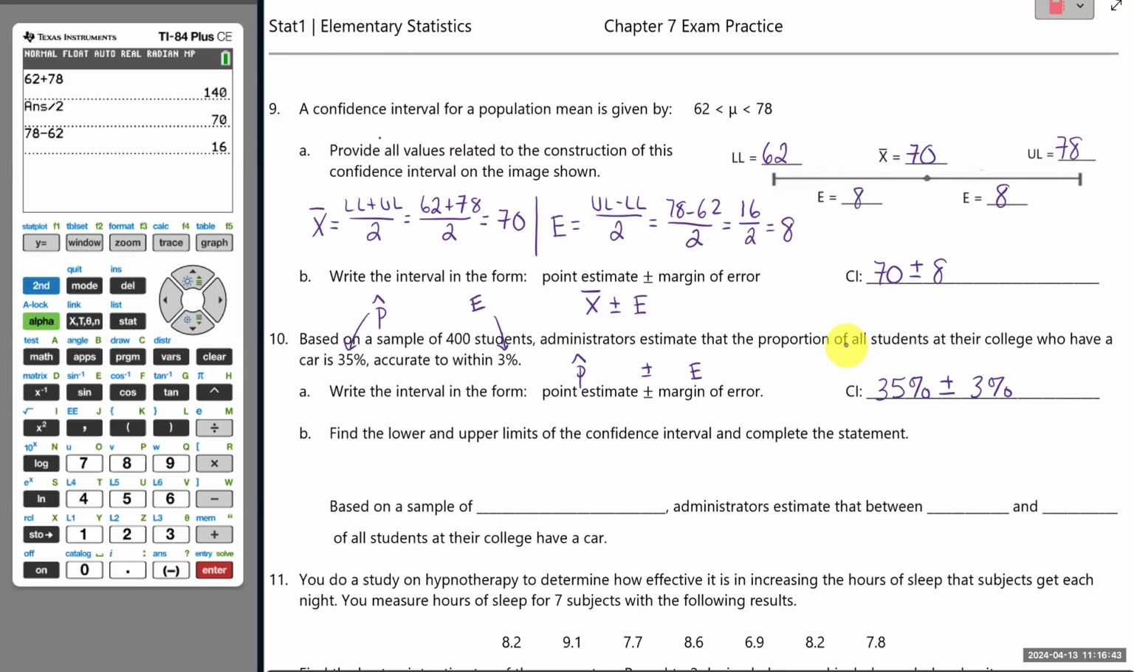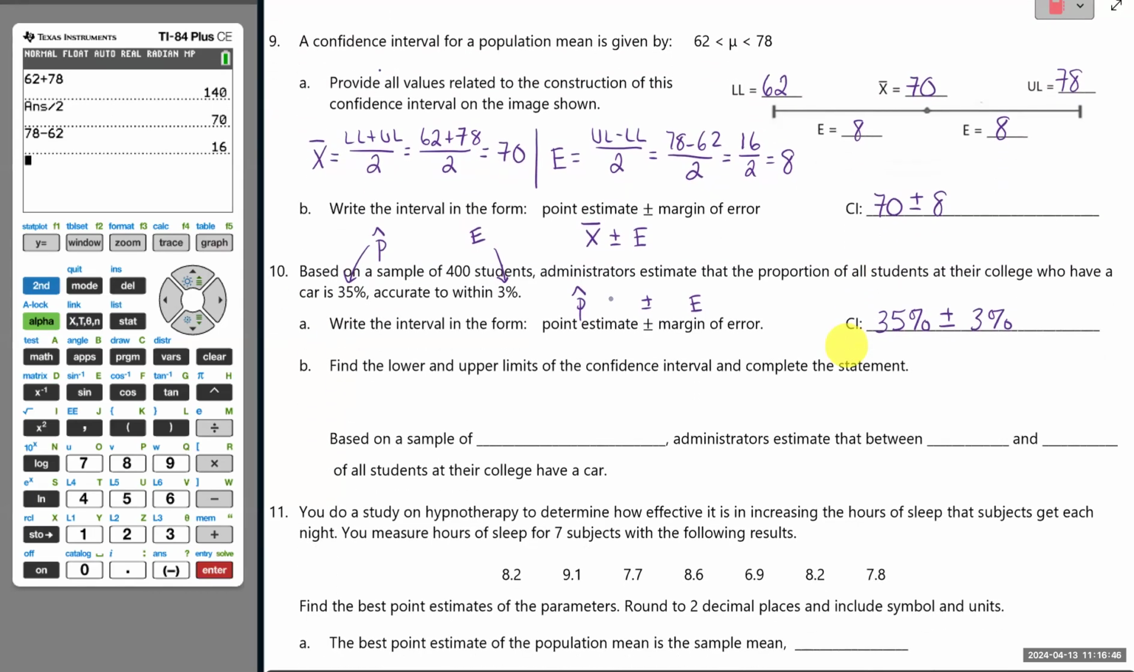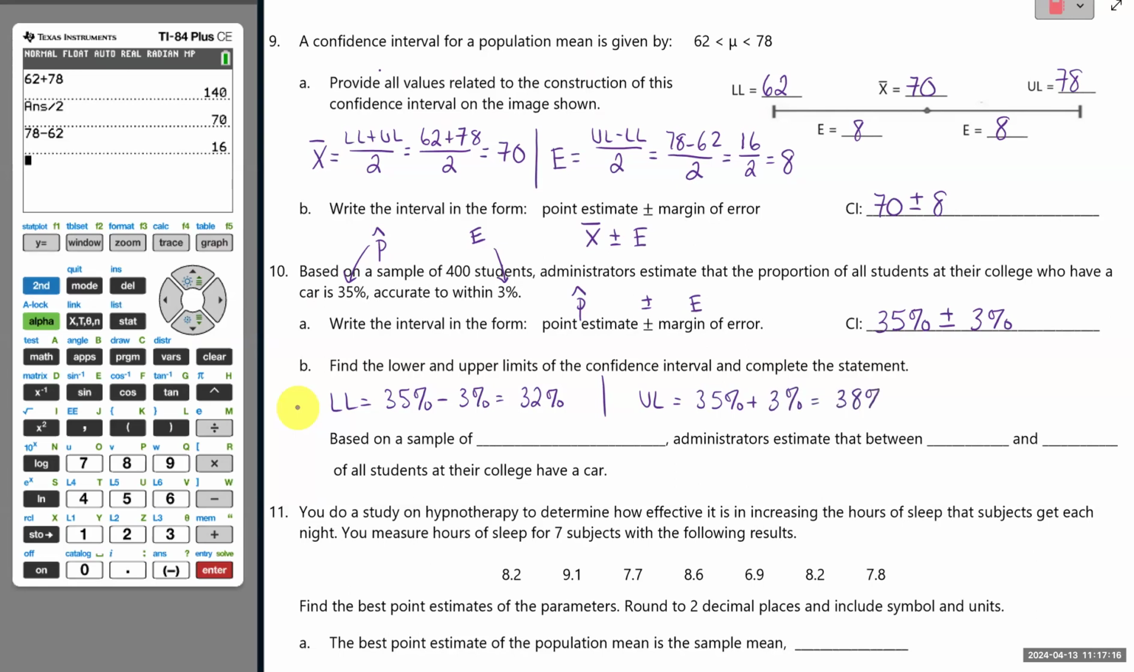Okay, so let's write that in the form with the lower and upper limits. For your lower limit, if we take our point estimate, 35%, and subtract our margin of error, that will be 32%. And then for our upper limit, we take our point estimate, 35%, and we add the margin of error. That will bring me to 38%.